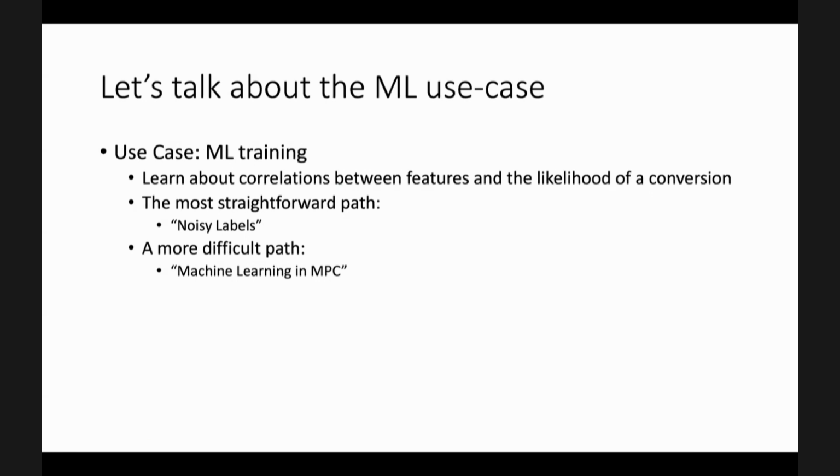So let's talk about that ML use case really quick here. So what are we doing with ML? We're trying to find some sort of statistical correlations between features and the likelihood of a conversion. So there's sort of 2 paths of how you could approach this with privacy-enhancing technologies. The most straightforward one would be what we call sort of noisy labels, and I'll explain what I mean by that in a second. The much more difficult path is to actually move machine learning into secure multi-party computation.